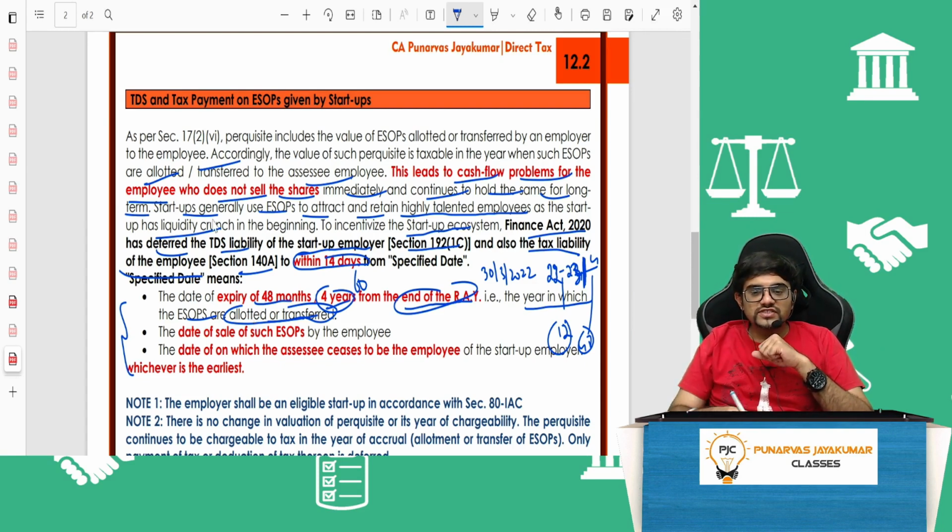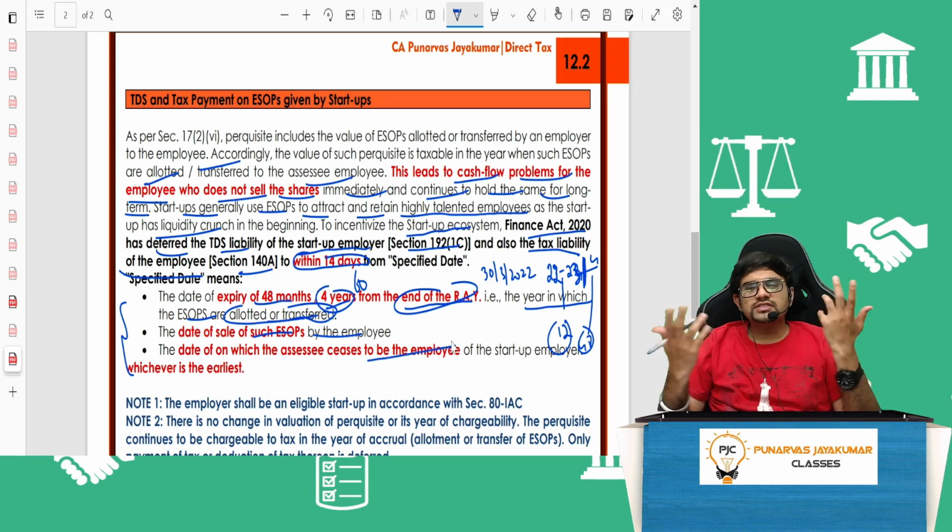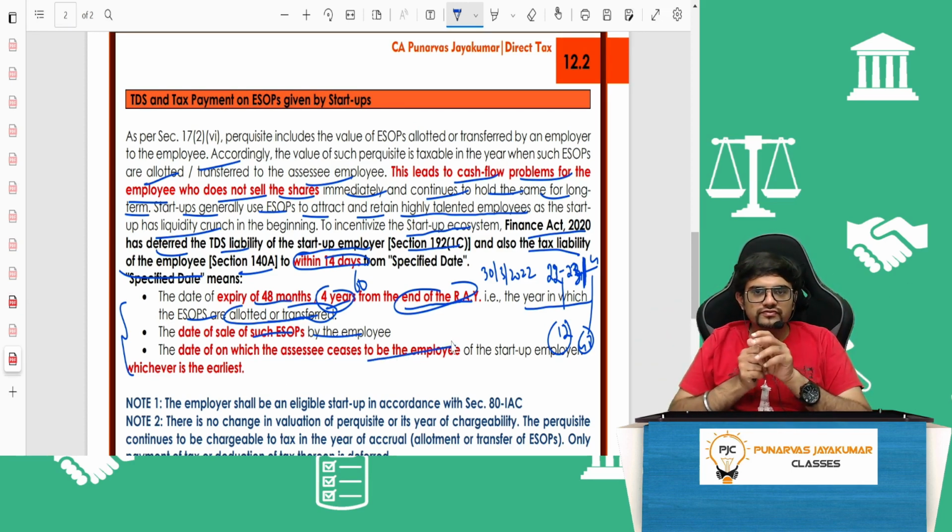Third, date of sale of such ESOPs by the employee. Generally there will be a time period by which you should not sell. If you sell before that, yes. Fourth, date on which the employee ceases to be an employee, yes, I will leave my job. If I leave, that date, whichever is earliest.